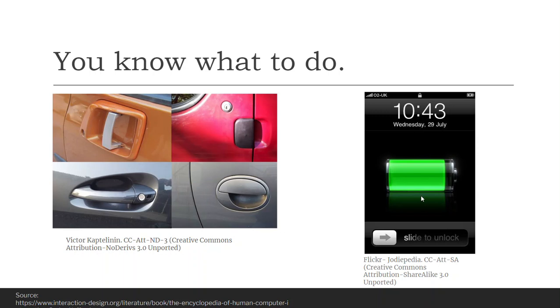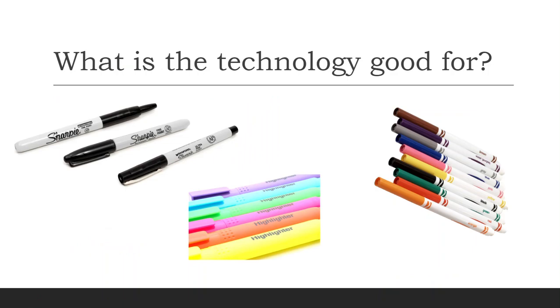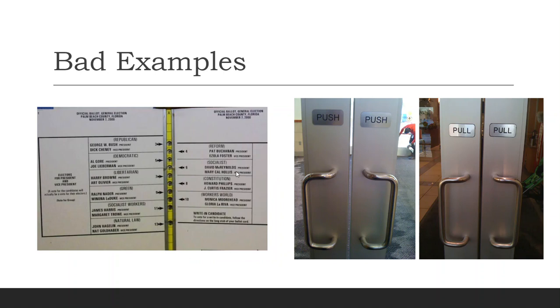Here's a really good example. Slide to unlock. It even has an arrow here, and it changes the color of the font as you slide it. That really suggests what you're supposed to do. We've also looked at examples of different colors, where you have Sharpies and highlighters and markers. They each serve different purposes, and we learn what to do with them based on how we interact with them and what they show.